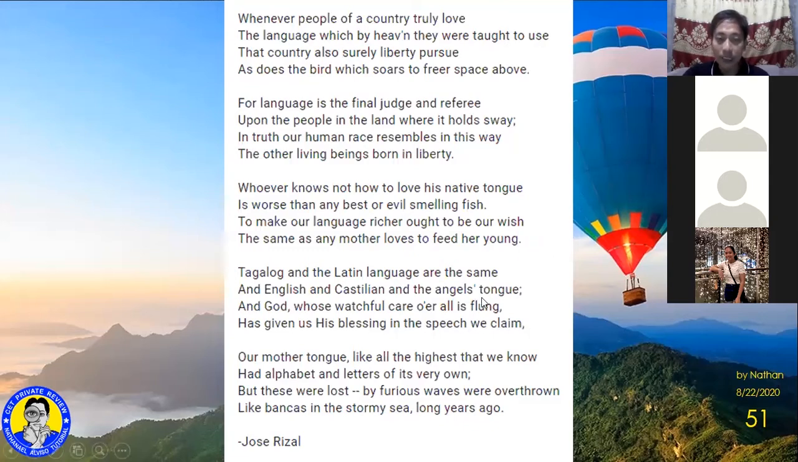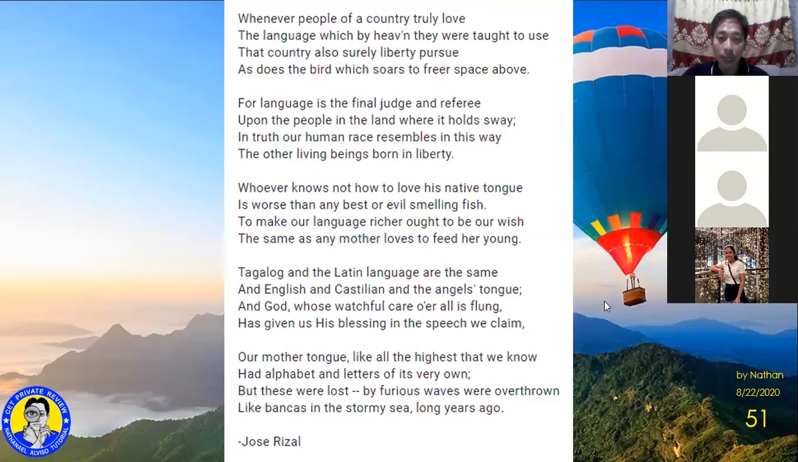Let's move on. Tagalog and Latin language are the same, and English and Castilian, and the angel's tongue, and God whose watchful care over all is flung, has given us his blessings in the speech we claim. So it says here that God blesses all people, and it reflects on the language that God gave them. So the fact that we have Filipino, we are also a blessed country.